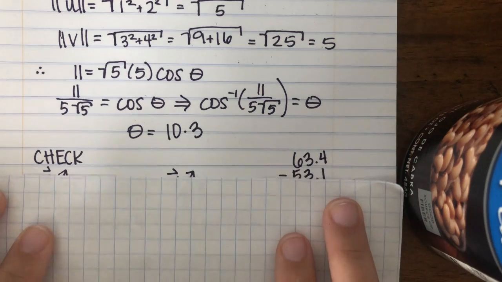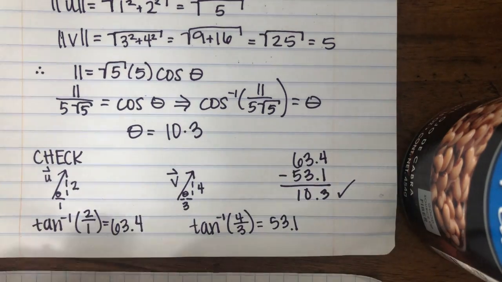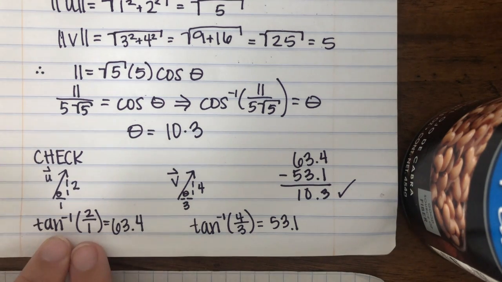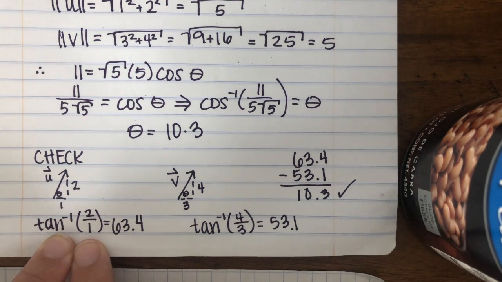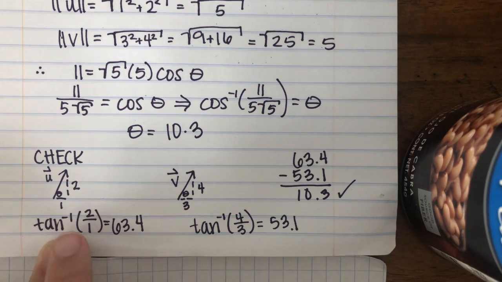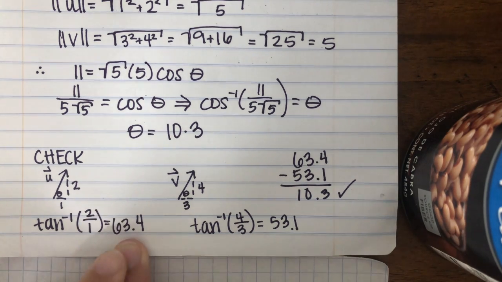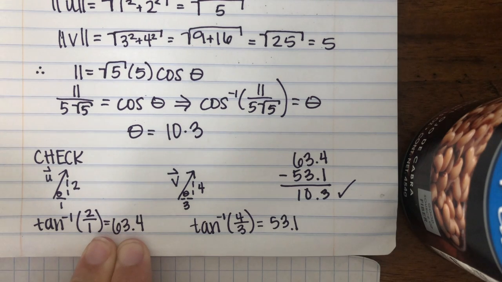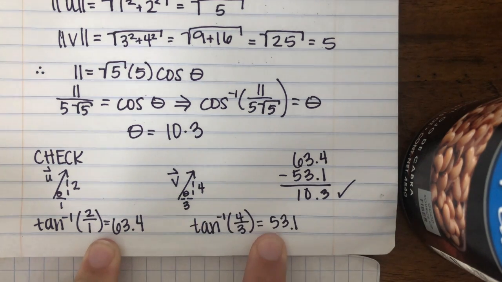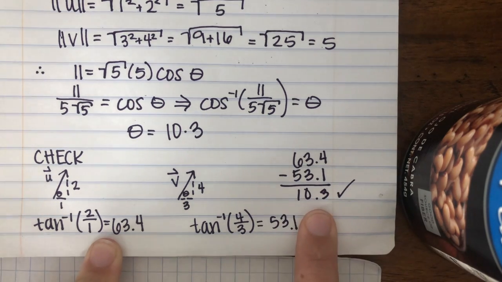And if you don't believe me, we can check it using our trig that we've learned before. So if we have the vector u and v, and here it is in graphical form, we're going to take tan inverse of 2 over 1, because tangent of theta is opposite over adjacent, so tan inverse of opposite over adjacent gives us our angle, which is 63.4. If we do the same thing for our vector v, we have tan inverse of 4 over 3, opposite over adjacent, gives us 53.1. And then when we take the difference between them, we get 10.3.